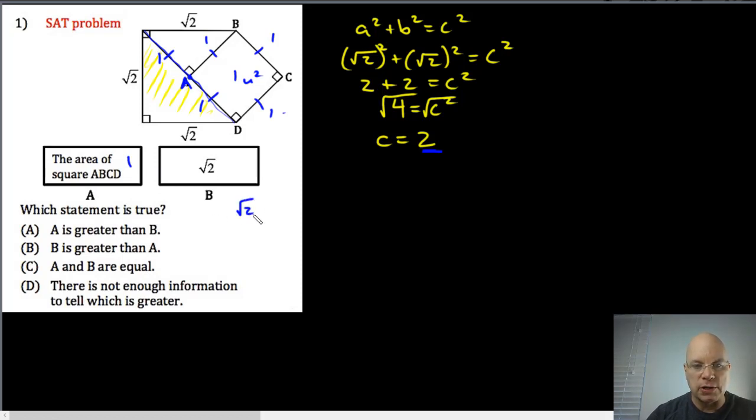Well, if you think about where the square root of 2 lies between perfect squares, it's less than the square root of 4, which is 2, but it's greater than the square root of 1, which is 1. And so it's 1 point something. It's actually 1.414. It goes on forever. It's an irrational number, as we learned. And we could find an estimate, but we really don't need to find an estimate to solve this problem, because it's sufficient just to know that it's greater than 1. So B is greater than A.